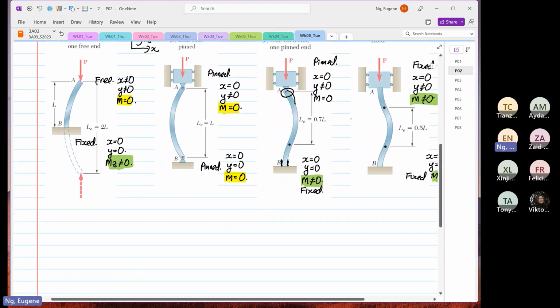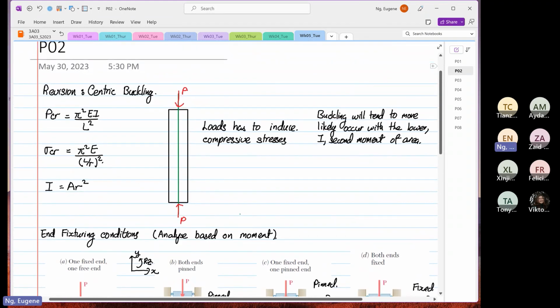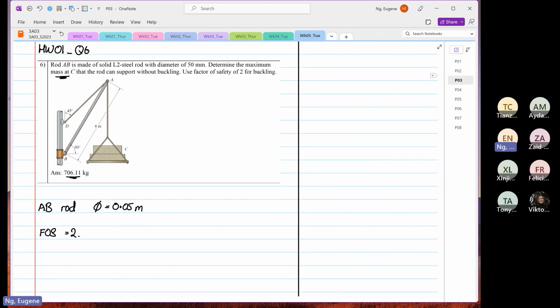So this is where you update your help sheet, or your summary sheet. You write down here: factor of safety is equal to P critical over P allowable. Okay, or it can also be P critical over just P. So this is what I call updating your formula sheet. I forgot about it, and I think this is important information. Okay, so now we know we are going to use a factor of safety of 2.